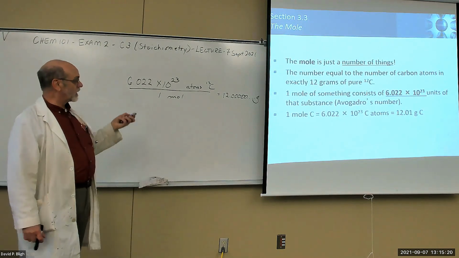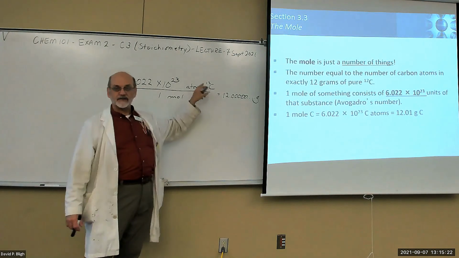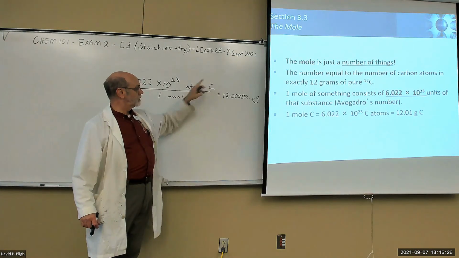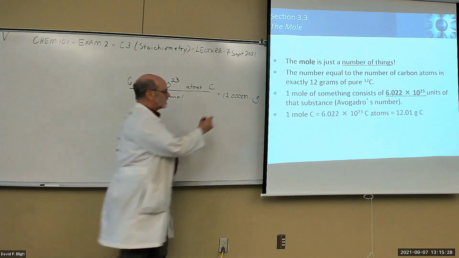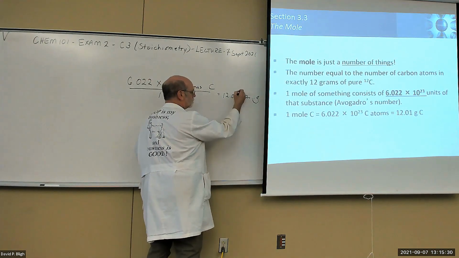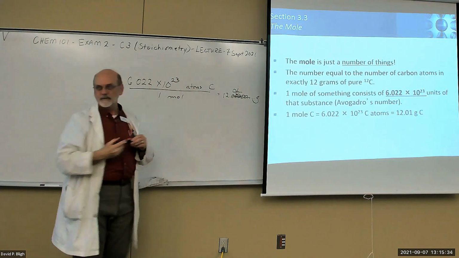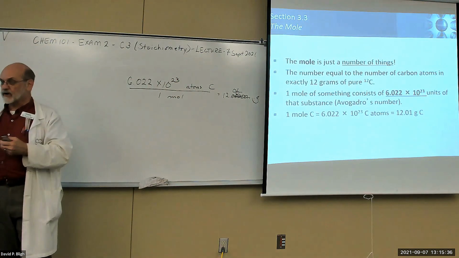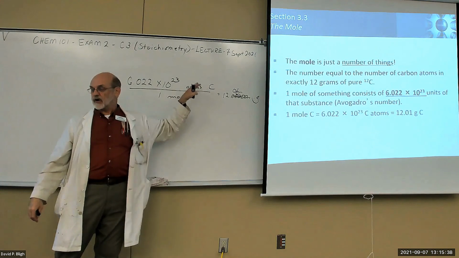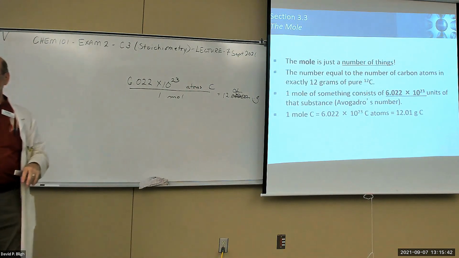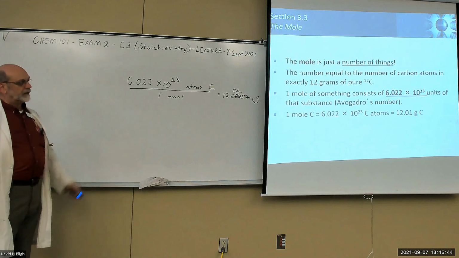But naturally occurring carbon, right? If you don't have this isotope, you get naturally occurring, just take that off. Naturally occurring, you would need 12.01 grams because you've got mixed in with it some carbon-13. Okay.